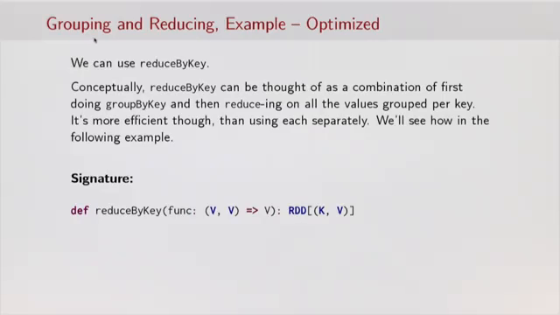But first, let's recall reduceByKey's type signature. Remember, since it operates on the values that you assume are already grouped by some key, we focus only on the types of that value. So the function passed to the reduceByKey operator only operates on the value part of the key value pair.